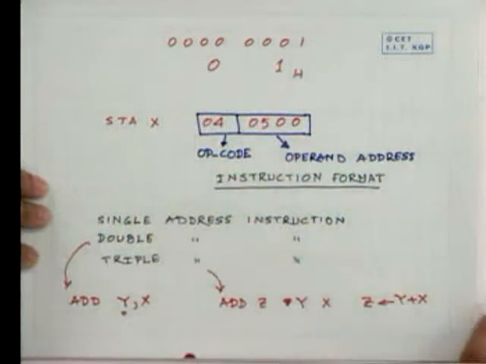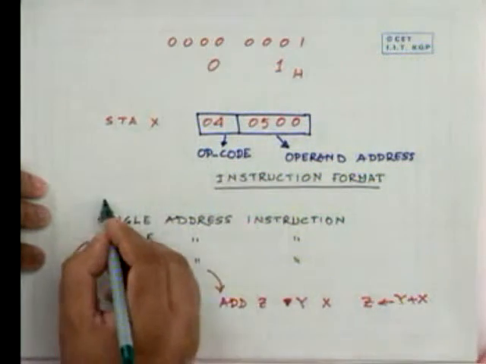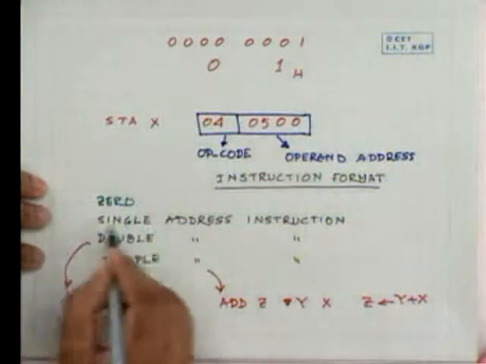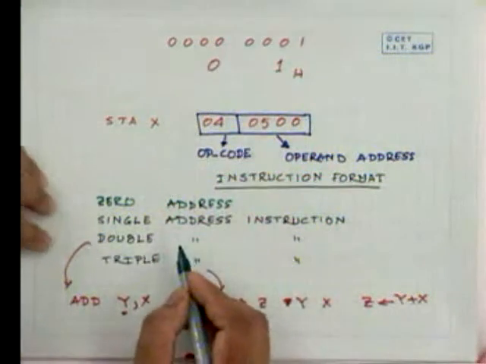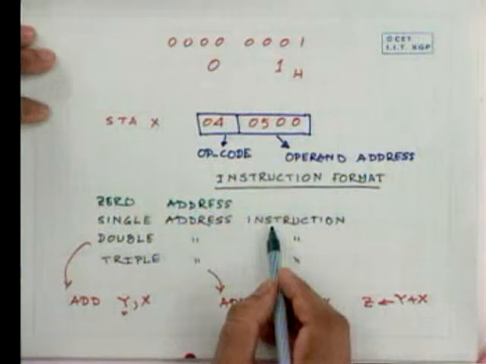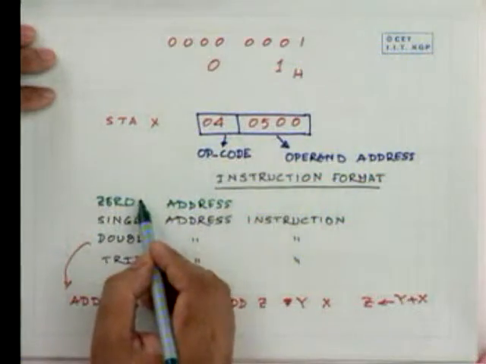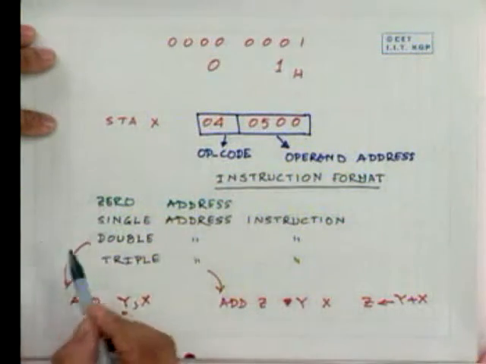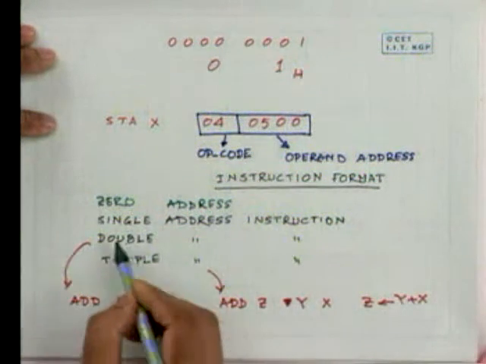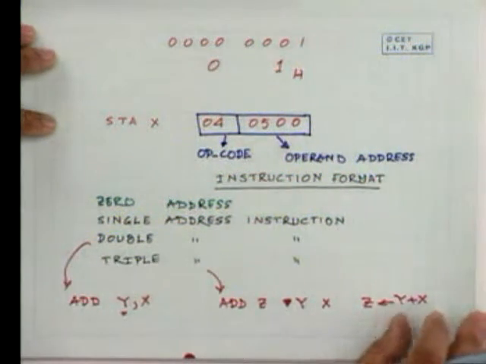Now, as you can naturally assume, if we have a single address instruction, there should be some zero address instruction also. Well, there are. When I say that it's a single address machine, it means that at most there can be one address, okay. Therefore, it can have some zero address instruction as well. Similarly, a double address machine can have single address instruction and zero address instruction also. So for triple address, it can have double address instruction, single address instruction, and zero address instruction also, okay.